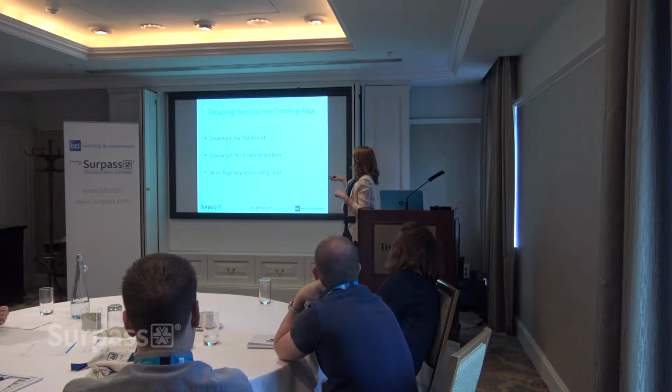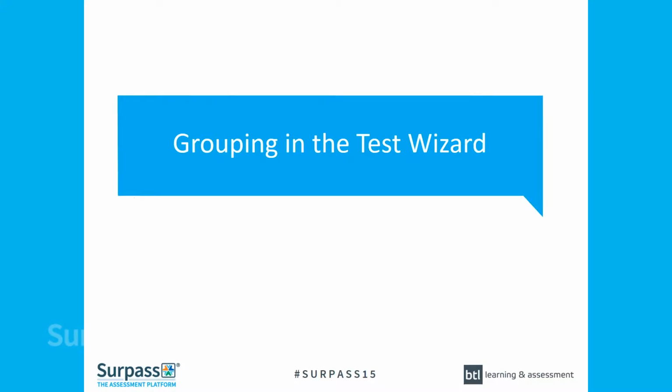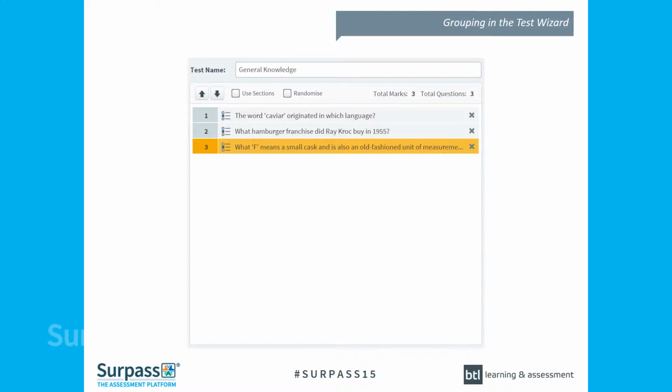And then finally, I'm just going to pick out this show page requires scrolling alert, because obviously if you've got this long page with maybe 3 or 4 items, you don't want the candidates to accidentally miss the last one and not respond. So that just kind of pops up and warns them. So let's have a look at some of these. Okay, so this is the test wizard.